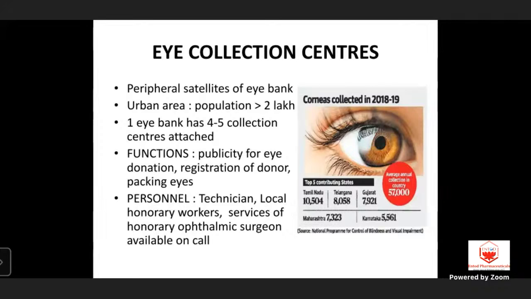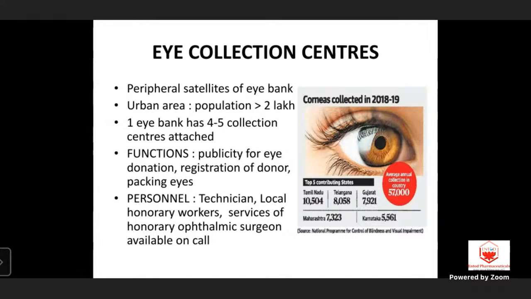So they are the peripheral satellites of eye bank for better functioning. So we have one center in an urban area with population of more than 2 lakh, and 4 to 5 collection centers will be attached with one eye bank. Then what are the functions of the eye collection center? Again, they do local publicity for eye donation, then registration of voluntary donors, arrangement for collection of eyes after death.